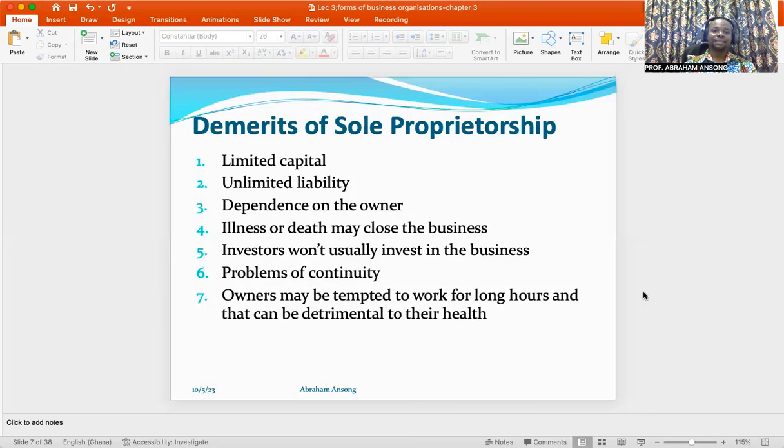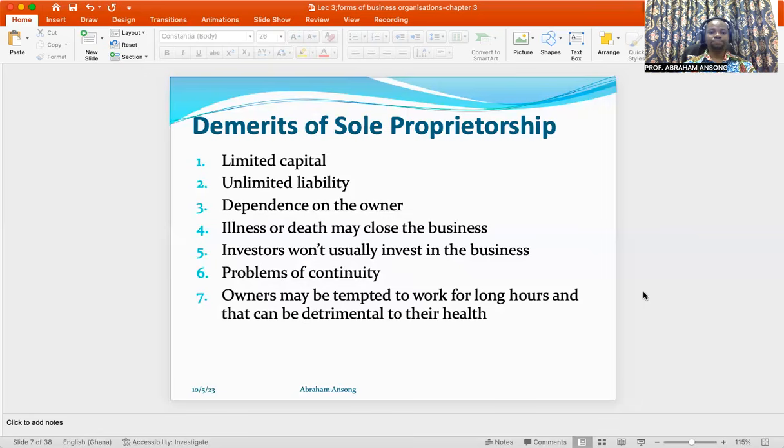And once that is the case, then it becomes difficult for them to secure funding from financial institutions. So if you choose the path of sole proprietorship, one of the challenges you'll be facing is that you'll be limited to just a small amount of capital.